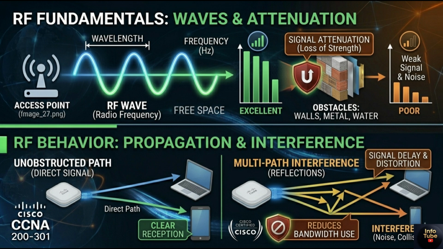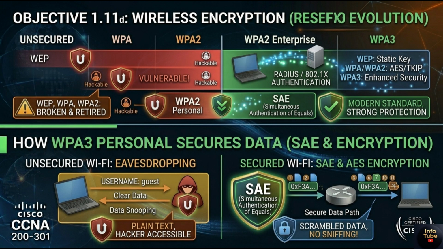1.11d Encryption. Because wireless signals fly through the air for anyone to hear, we must scramble the data using encryption. This ensures that even if a hacker sniffs your signal out of the air, they can't read your emails or passwords without the secret key.